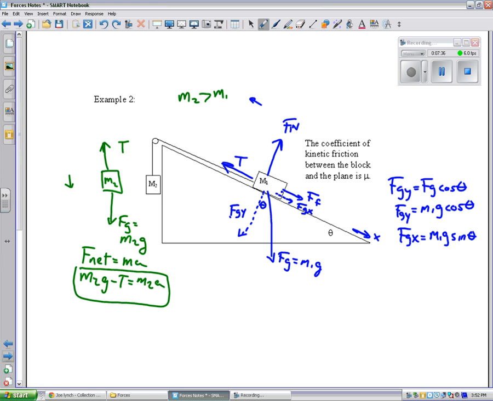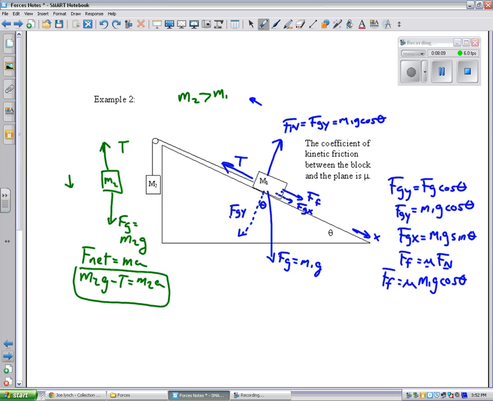All right, now this FF we can do a little bit with. We know that FF is mu Fn. Remember, Fn is going to be the same as FGY. So we can make note of that. This equals FGY equals M1G cos theta. So now over here I get FF equals mu M1G cos theta, because it's the mu times the Fn. Now I've done everything I can.